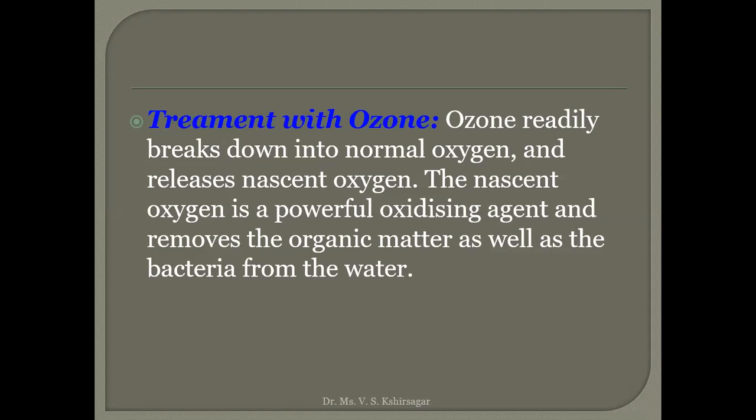Because we need to convert atmospheric oxygen into ozone, then apply the ozone to water, and then in the water it will dissociate and convert into normal oxygen and nascent oxygen, and then the nascent oxygen will kill the bacteria. So this is the flow path. But conversion of atmospheric oxygen to ozone requires high-cost instruments. First thing. Second thing, we need to convert the ozone at the plant itself.